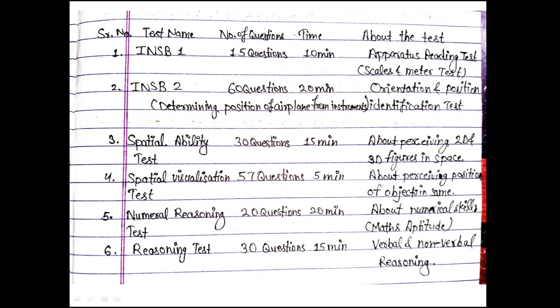Third, spatial ability test, 30 questions, 15 minutes. It is about perceiving 2D and 3D figures in space. Fourth, spatial visualization test, 57 questions, 5 minutes, about perceiving the position of objects. Fifth, numerical reasoning test, 20 questions, 20 minutes, about numerical skills and basic mathematical aptitude. Sixth, reasoning test, 30 questions, 15 minutes, verbal and non-verbal reasoning type questions.